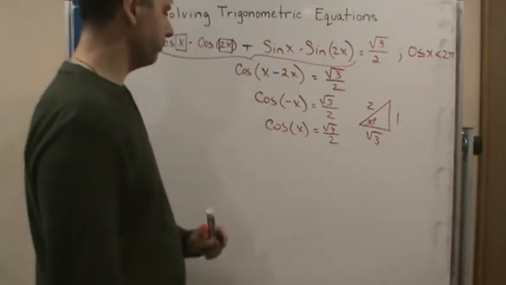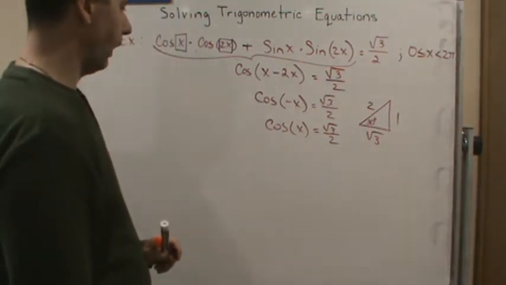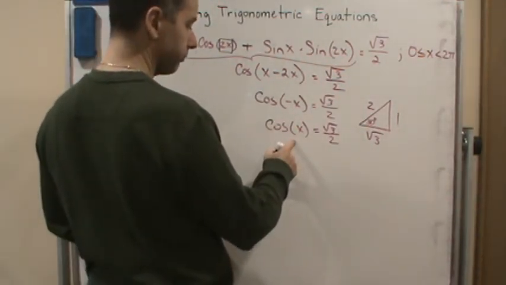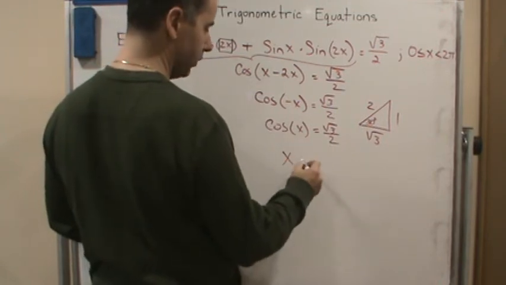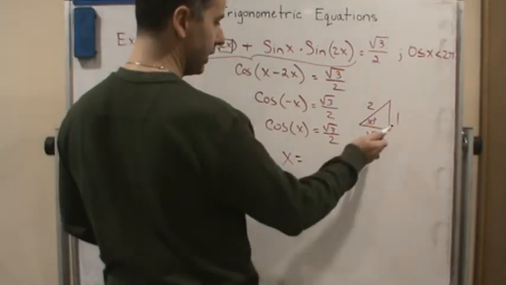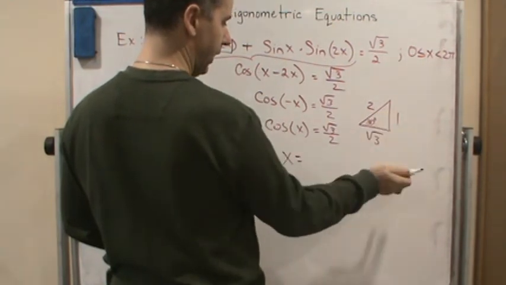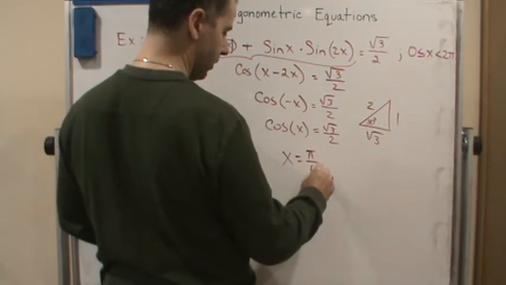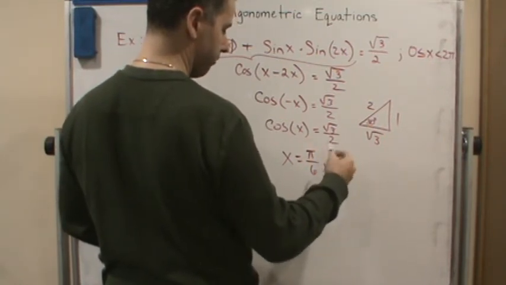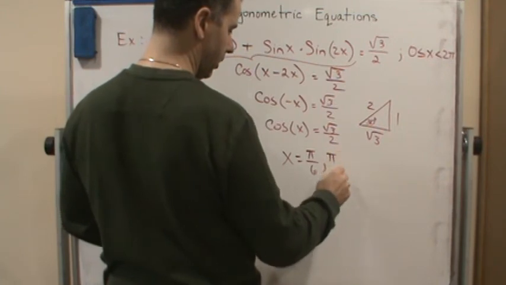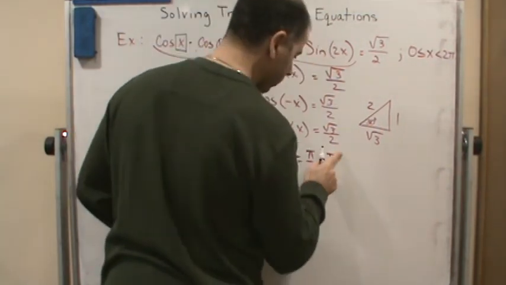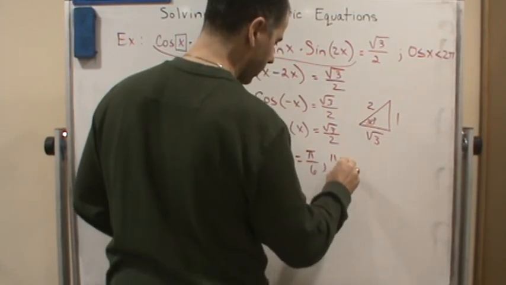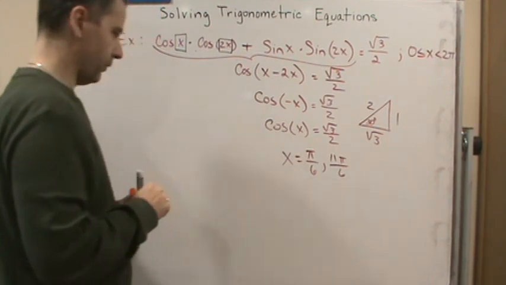And so what does that tell me? Well, x equals, again, it's positive. Cosine is positive in the first and fourth quadrant. So that means x is going to equal pi over 6 or 11 pi over 6.